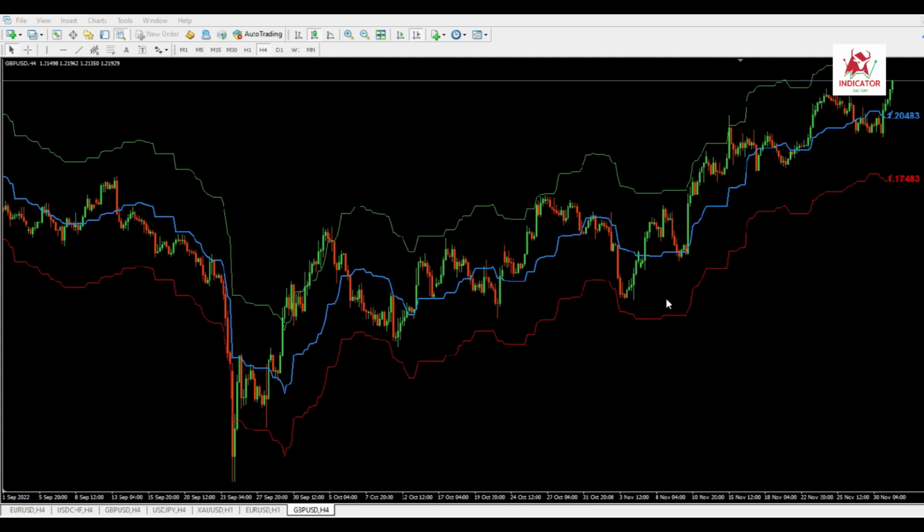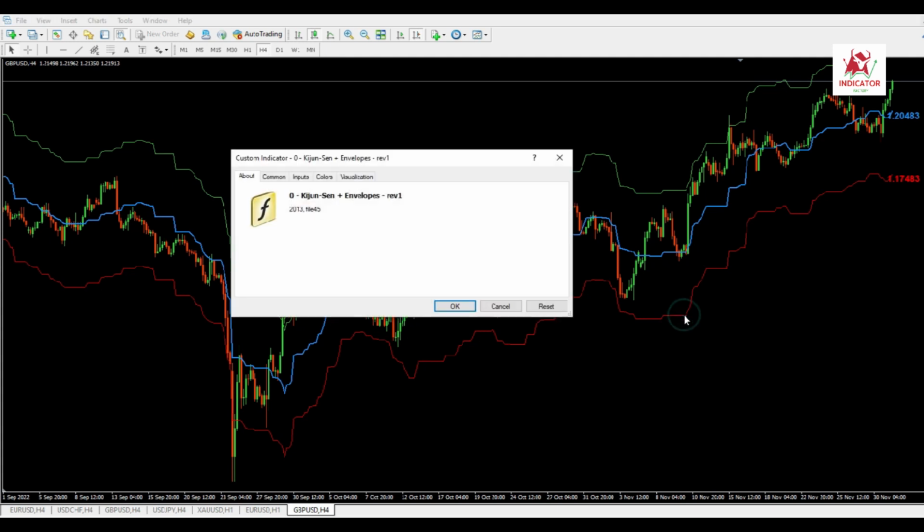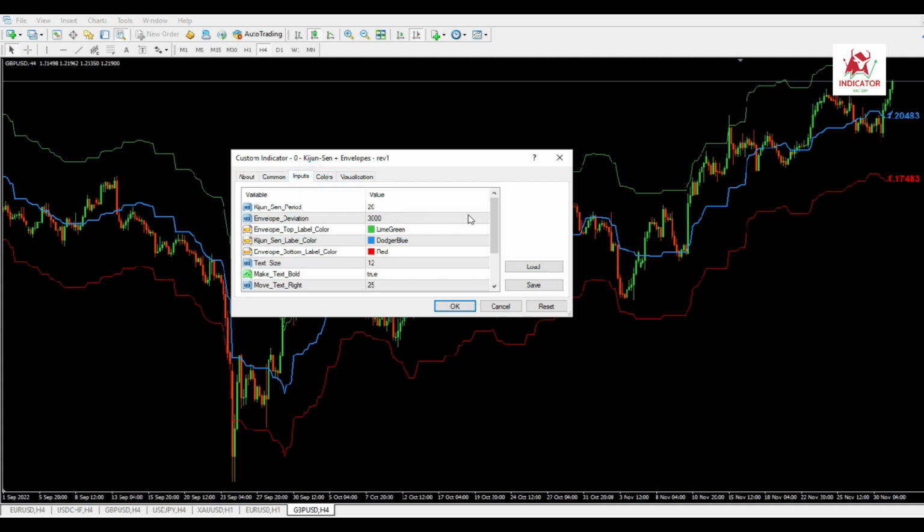The Kijun Sen Envelope indicator is a simple MT4 indicator that tells about the trend's direction. The indicator is based on the Ichimoku cloud and has the same functionality as the indicator. The indicator comprises 3 signal lines, which we call a band. They are the upper band, lower band, and middle band. The upper and lower band envelops the middle band.